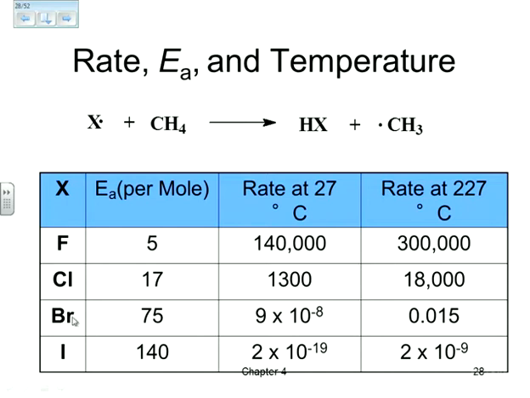Then we look down here at bromine. So this is like your K. Think of it as that. Okay? So it's a large K. This is an even larger K. Now look at this one, 9 times 10 to the negative 8 for bromine. Is that large? No, it's a small K. And then down here at iodine, 2 times 10 to the negative 19. It's also small. This one's the smallest. Iodine pretty much doesn't even react, okay? You would be sitting there for years waiting for iodine to make a product.